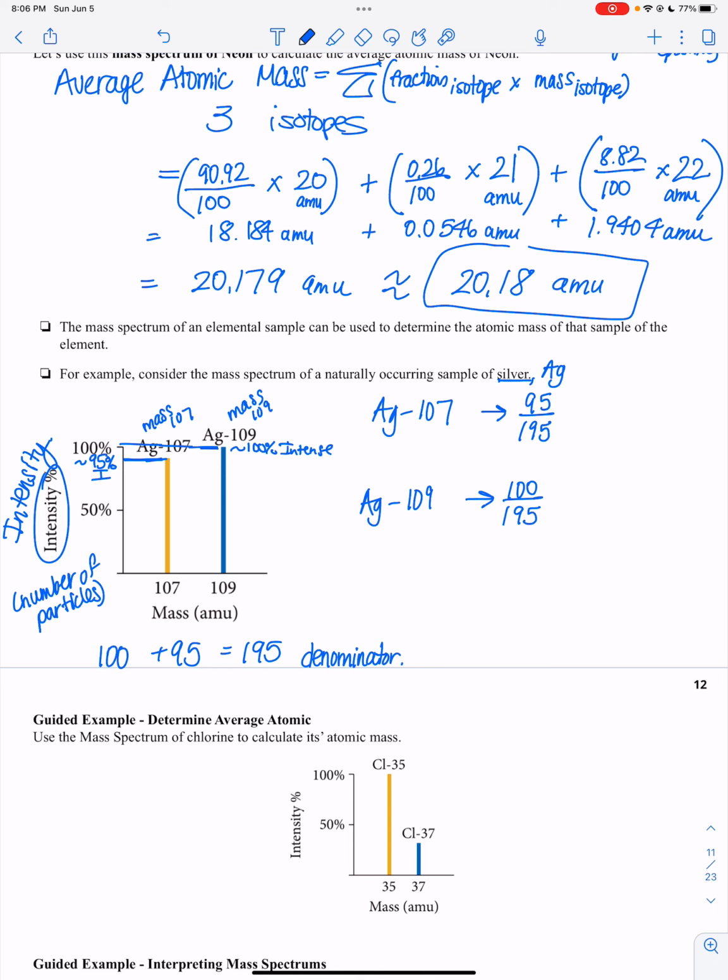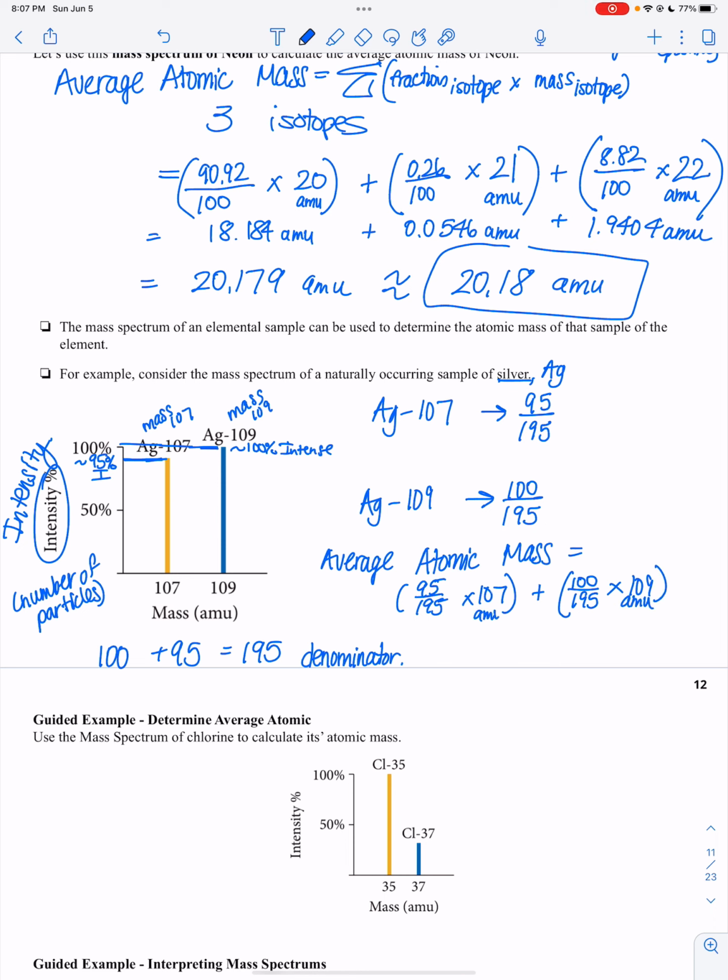I could use these fractions still in my math. If I want to get the average atomic mass, I could use these fractions, because again, the calculation is fraction of isotope times the mass of the isotope. So I will do 95 over 195 times 107 plus 100 over 195 times 109. And these are both AMU. I could do this math and I will get the average atomic mass.